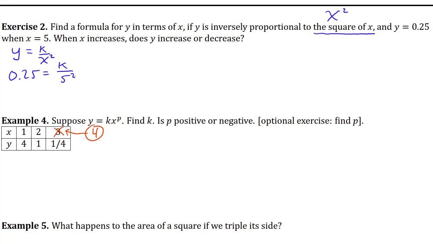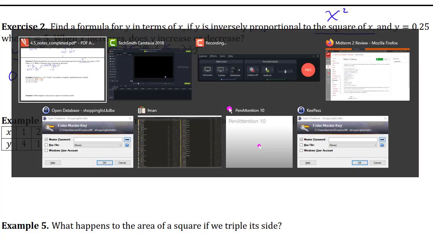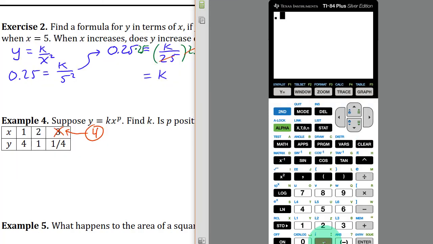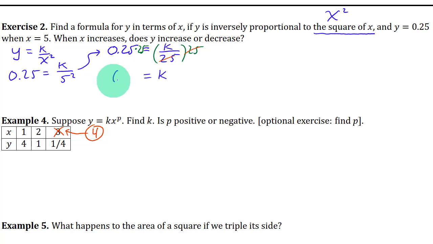So 5 squared is just 25. So what we have is 0.25 equals k over 25. And you could just multiply both sides by 25 to cancel that out. That's going to give you k equals... I need a calculator for this one, I think. We're going to get 6.25. Okay, so k is 6.25.